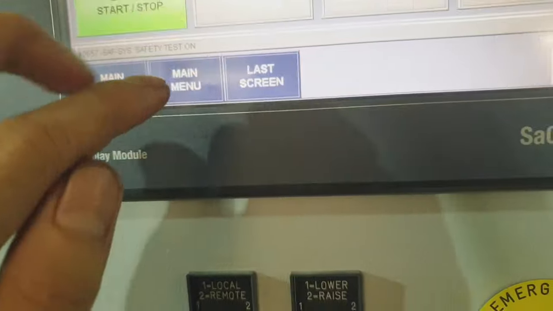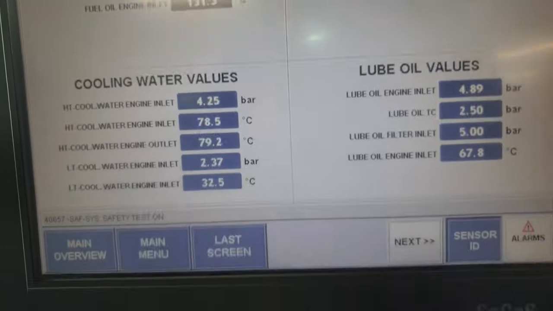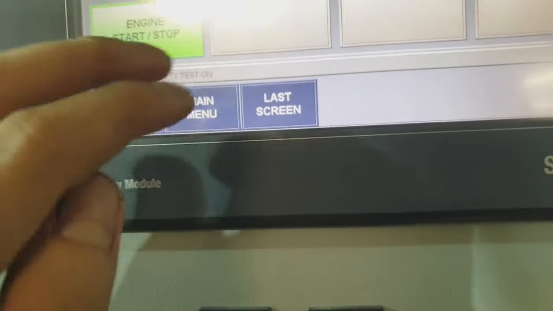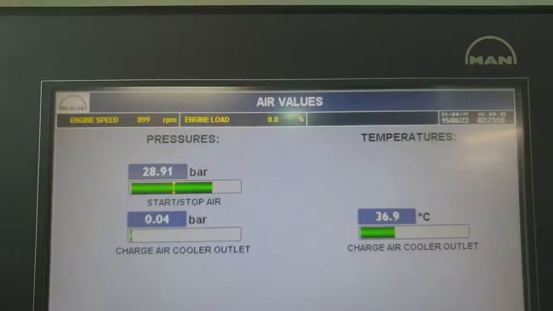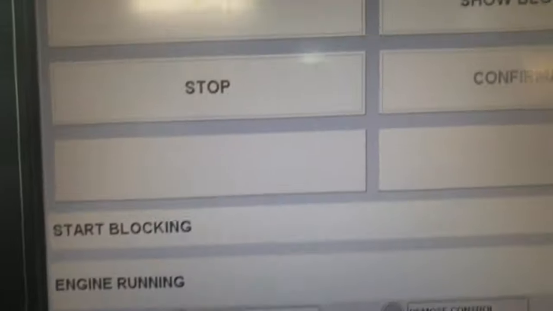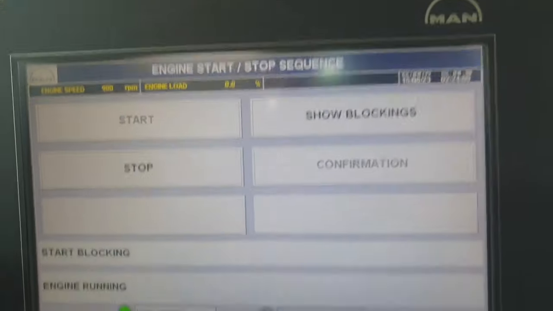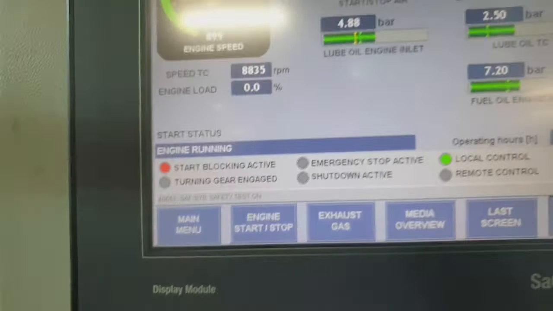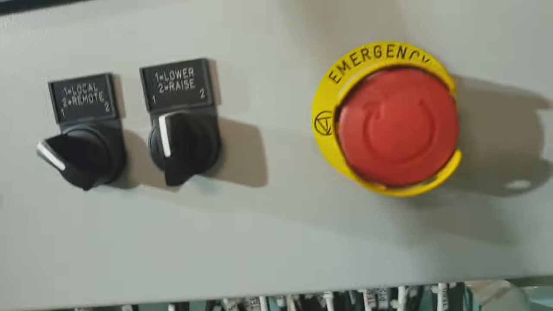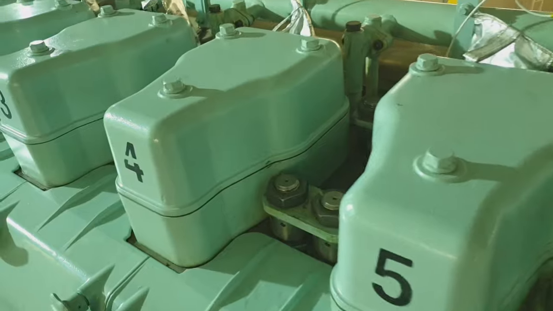This is the cooling water values, and this is the media overview, and this is the air values, the starting air and the charge air temperature. From this side are the blockings of the starting and stopping. From here, you can start and stop the engine, local and remote. So the lower race control of the governor. So let's go to the cylinder units.